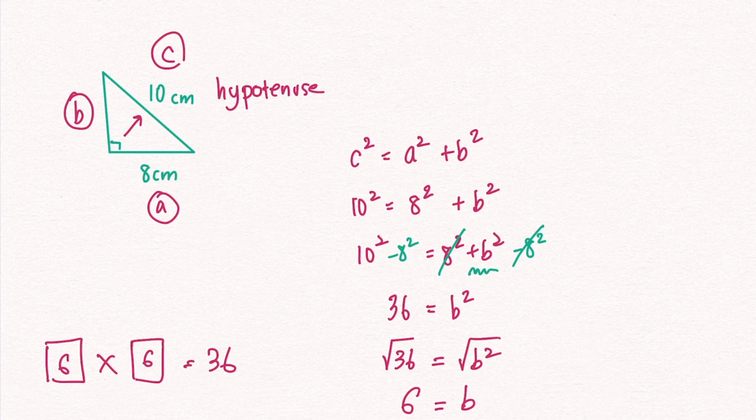So now we have our final answer. B is equal to 6 centimeters. And that means that this length over here, this side, is equal to 6 centimeters.